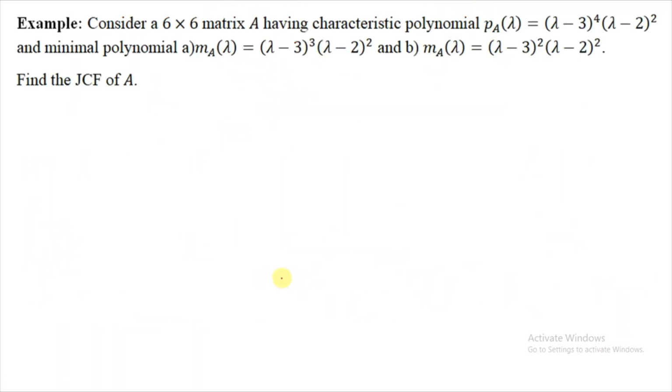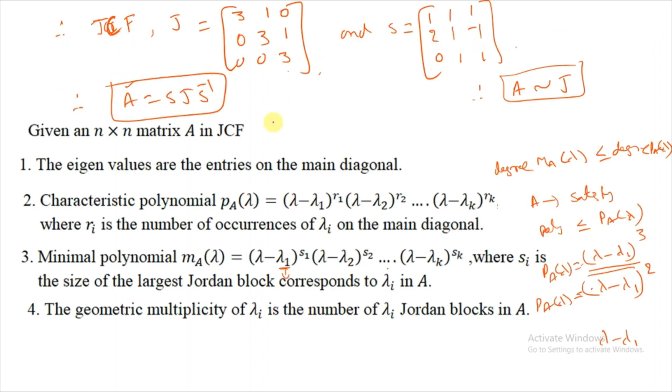We will see that with an example. Take a 6 by 6 matrix having the characteristic polynomial (lambda minus 3) to the power 4 times (lambda minus 2) squared, and a given minimal polynomial. We have to write the Jordan canonical form of A. Now observe the statements here.